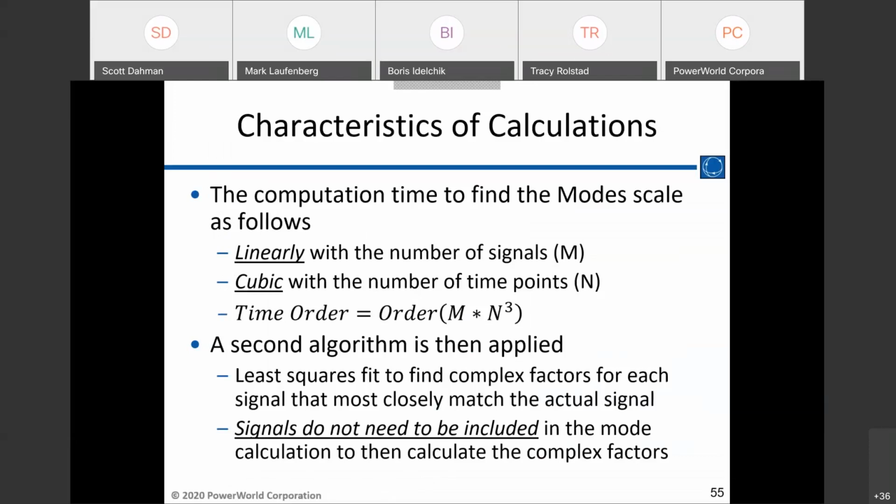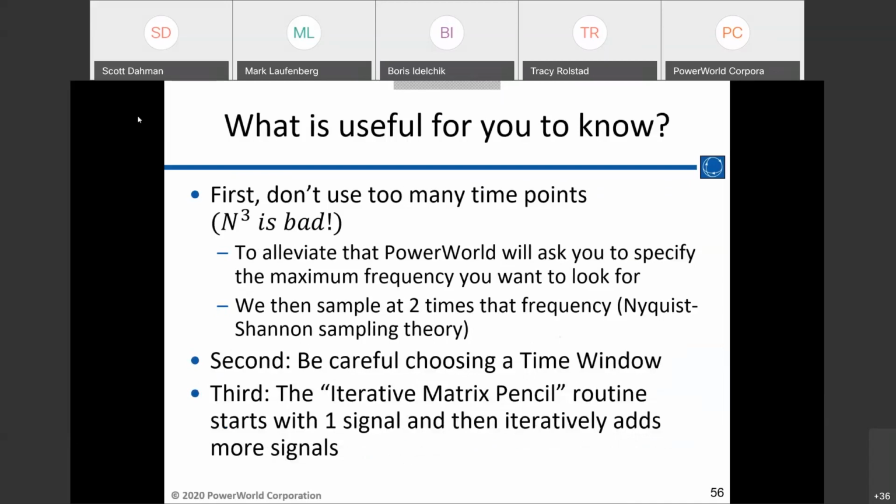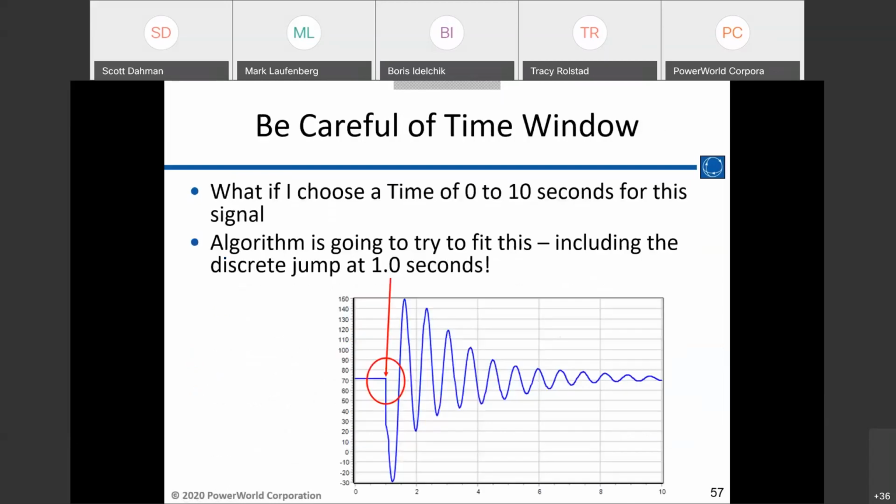The other thing that happens is once you have the modes, we then run another algorithm that calculates all the complex factors for those. The thing you need to know about that is you don't need to include all the signals in the modal calculation. You can still fit a signal to a list of modes regardless of whether it was in the calculation. So what's useful to you? First of all, don't use too many time points. Second of all, be careful choosing your time window. I'll show an example in a second, and then I'll show the iterated matrix pencil in a second too.